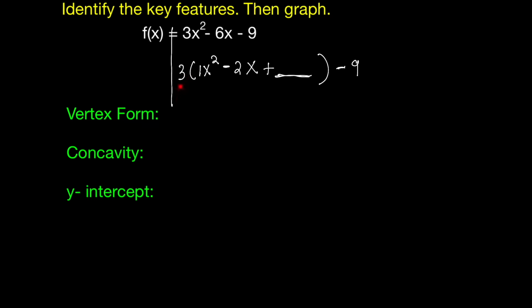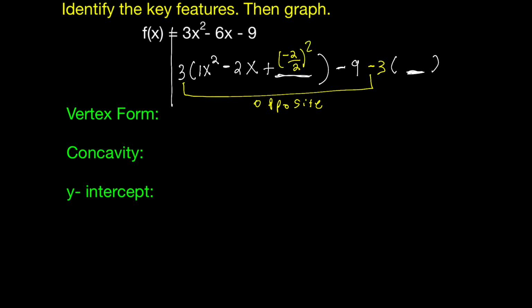But because I have a factor, I'm going to go ahead and subtract 3 times that quantity. The opposite of that. So opposite of 3 is negative 3. And then I'm going to multiply it by the quantity that I'm going to use to complete the square. And that's going to be the coefficient of x, negative 2, divided by 2, raised to the second power. Here we get negative 2 over 2, raised to the second power.